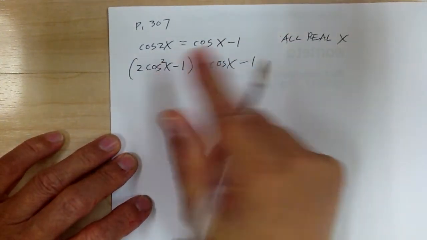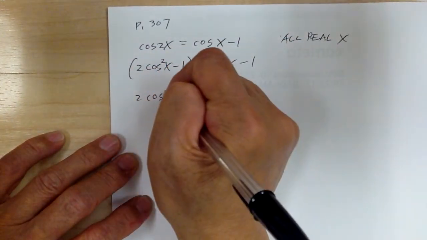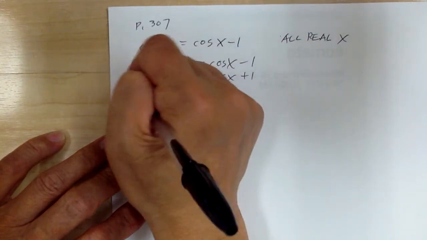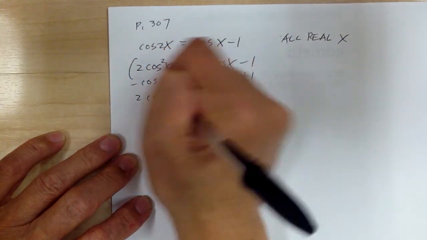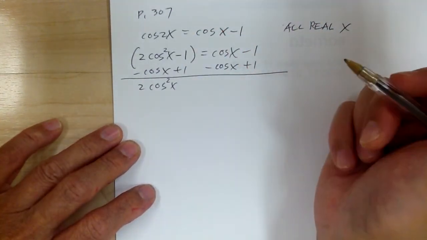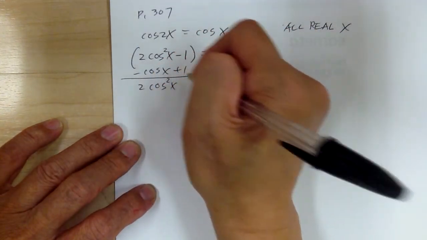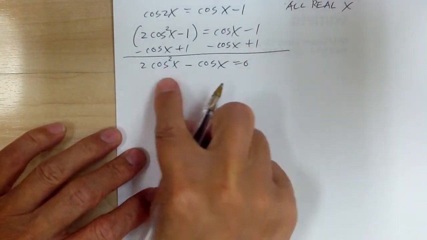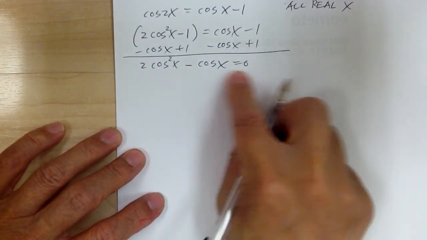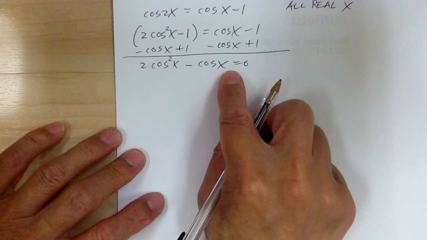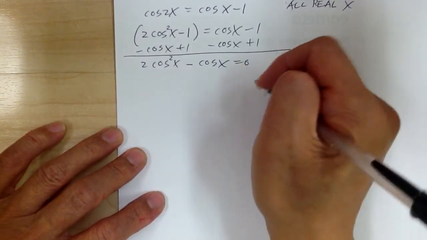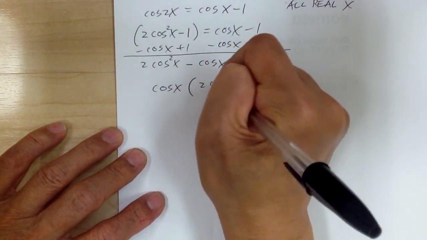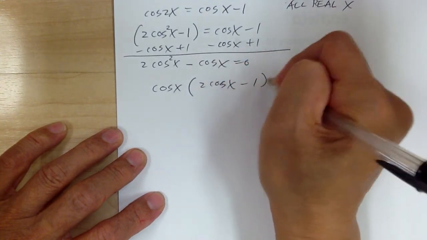Okay, now I'm going to move everything to this side. So I get 2 cosine square, minus cosine x plus 1, minus cosine x plus 1. So it actually comes out kind of nice. So this will cancel out. In this case, I'm going to do the factoring. Or you can just divide, either way. But remember, if you divide by cosine x, then you have to get the answer back by setting it equal to 0. But I'm just going to factor out the cosine. So I get cosine x times 2 cosine x minus 1 equal to 0.